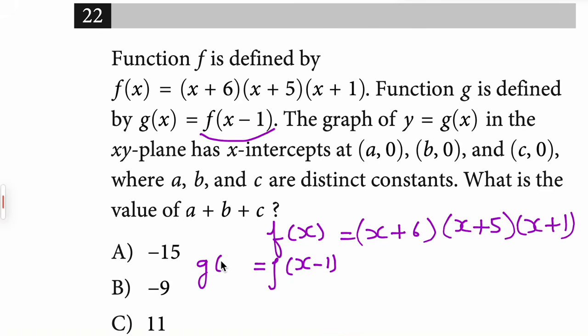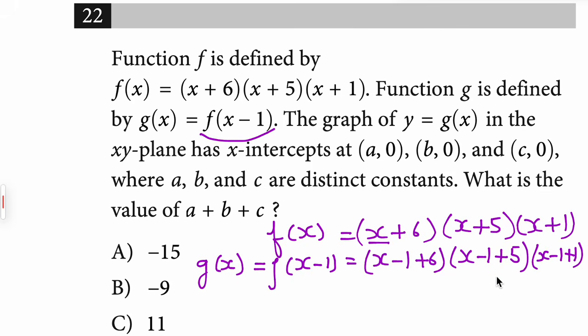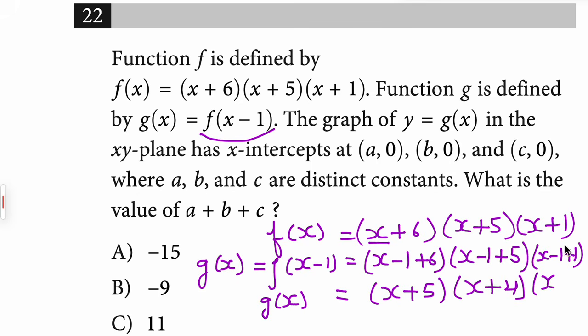This will become g of x, right? So okay, let's replace x with x minus 1. This x is x minus 1 plus 6 as it is. This x is x minus 1 plus 5 as it is. And this x is x minus 1 and plus 1 as it is. That is the only important step here. Okay, let's see the rest of the question. So that means g of x is equal to x plus 5, x plus 4 and x, this is cancelled, minus 1 plus 6 or negative 1 plus 6 is plus 5 and so on.